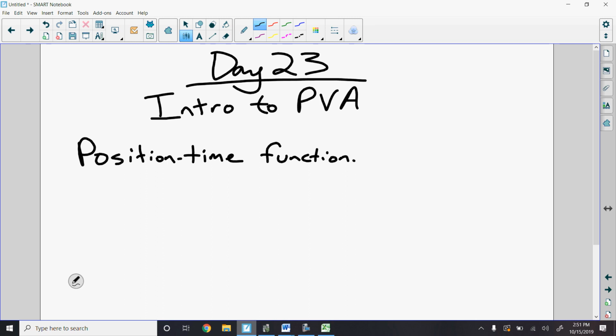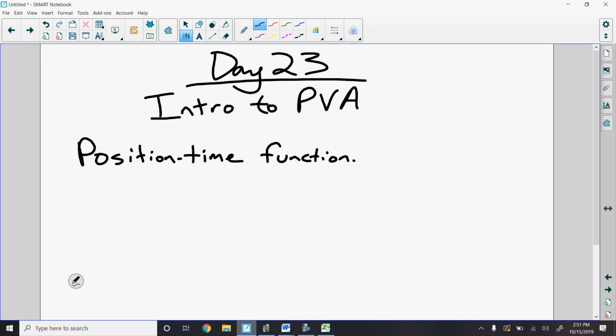If we're talking about a position time function, this is a function that maps out the position of an object given the time. All it's going to do is tell you where it is at a given time. It won't tell you how fast it's going, it won't tell you its acceleration, it just maps out position against time.